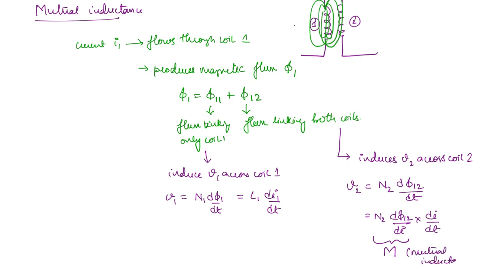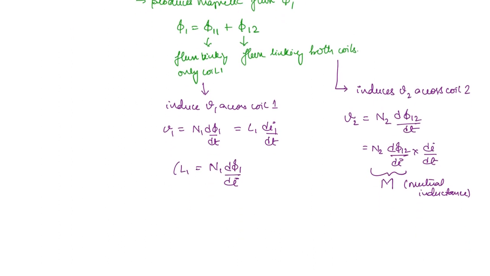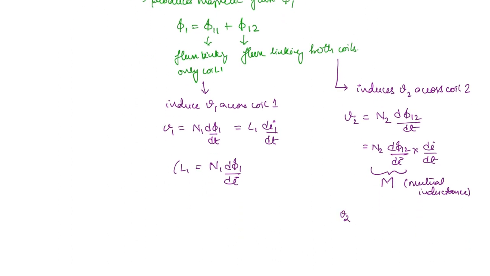And in contrast, what is the expression for L1? L1 is equal to N1 dφ1/di. That means, of the total flux we have here, only the part of flux which is linking coil 2 matters. So the voltage that is produced across the second coil is equal to M dI1/dt.